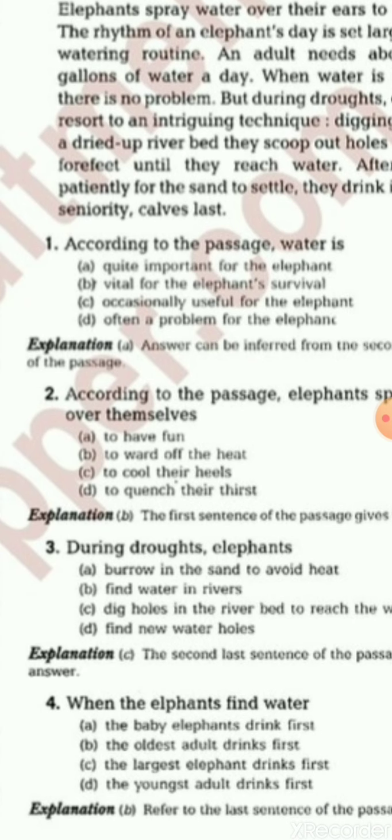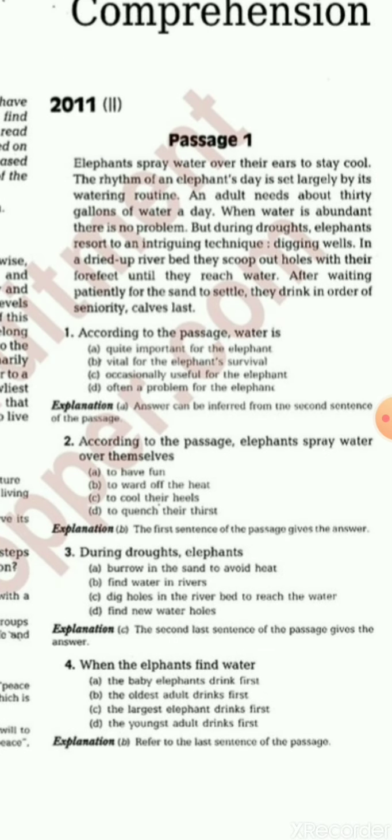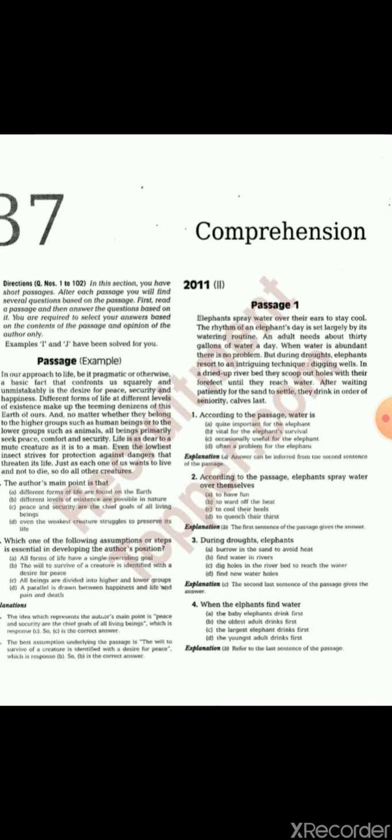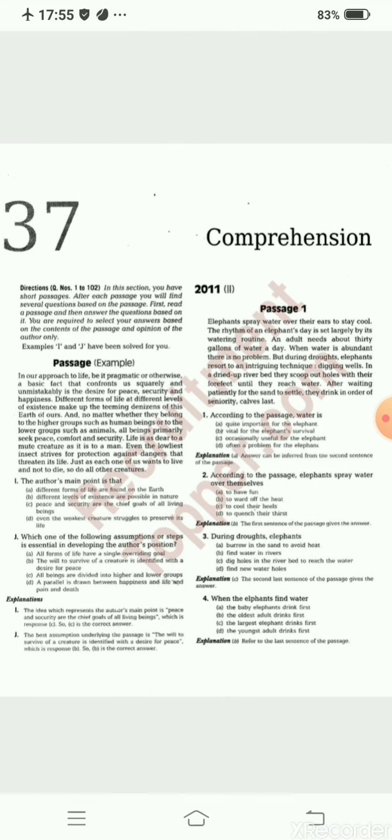You need to give the answer, not statement-wise. You need to give the answer alphabetically. You will take the alphabet, maybe A, B, C, D, whichever you feel. This is called a comprehension passage in competitive level English examinations.